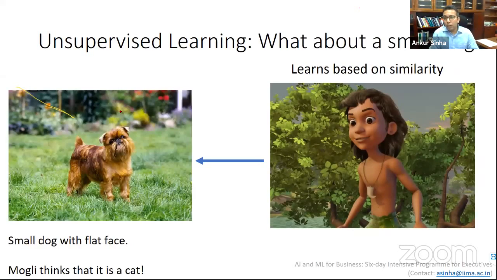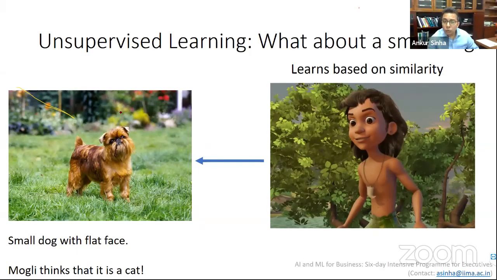However, if Mowgli looks at a small dog like this, a dog who has a flat face, now Mowgli would think that this is not a dog. Mowgli would classify this dog as a cat, because how has Mowgli learned to classify? Mowgli has learned to classify based on size and based on face. Now, based on size and based on face, Mowgli realizes that this particular animal is a cat.